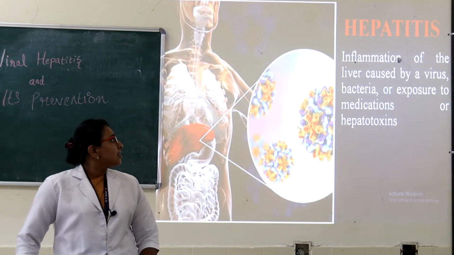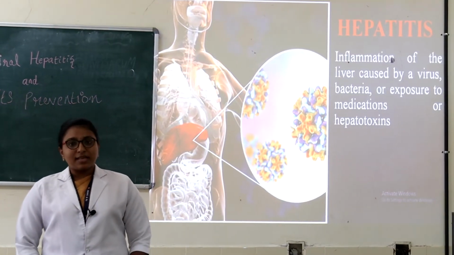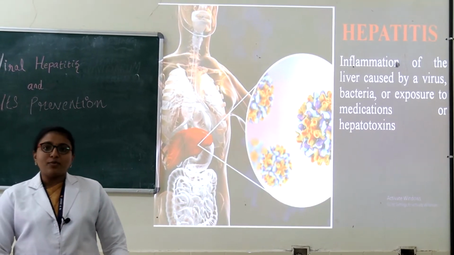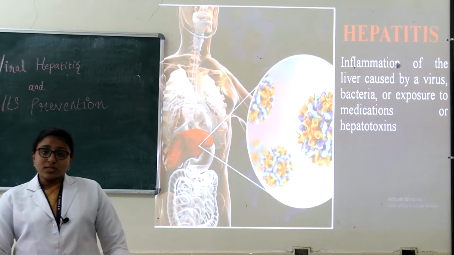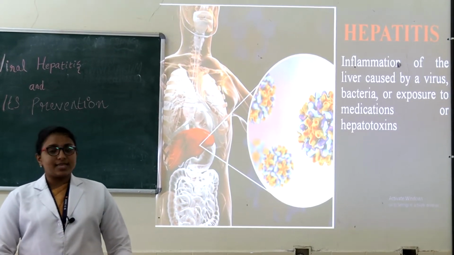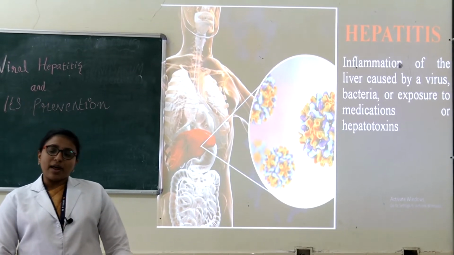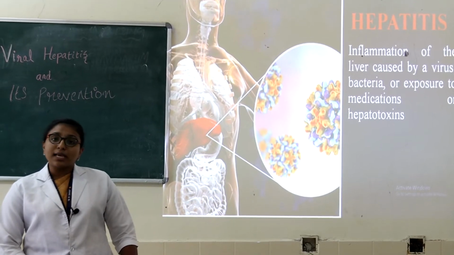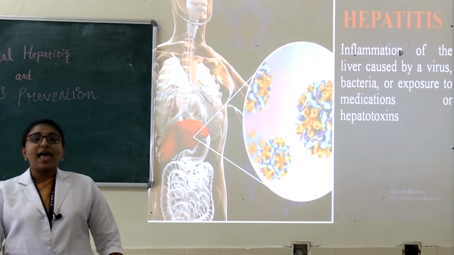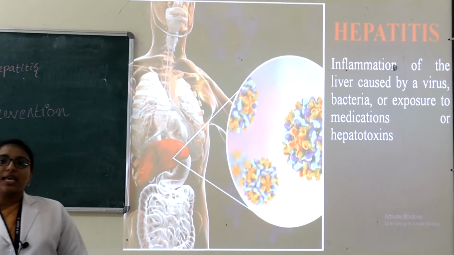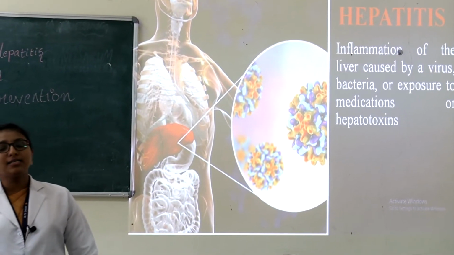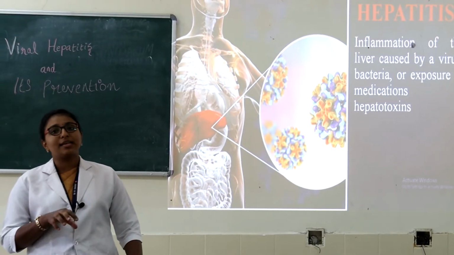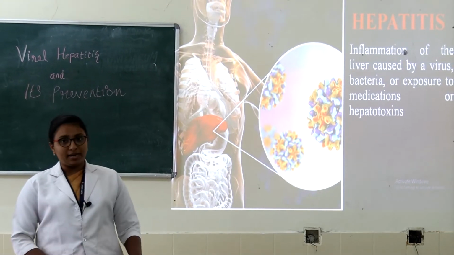So, hepatitis is a broad term which means inflammation of the hepatocytes, or inflammation of the liver. The most common cause for this hepatitis is the viral cause. Other causes are bacterial, autoimmune disease, chemicals or hepatotoxic drugs, and alcoholism. Today we are discussing the types of viral hepatitis, the common modes of transmission, the incubation period, and how we can prevent viral hepatitis.